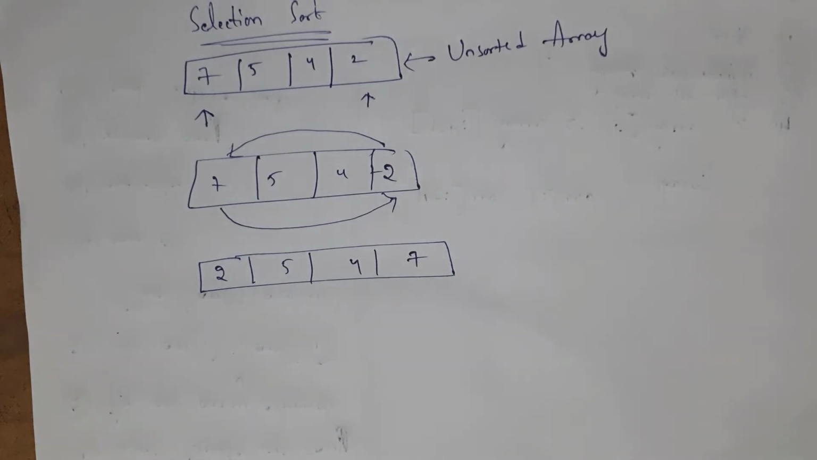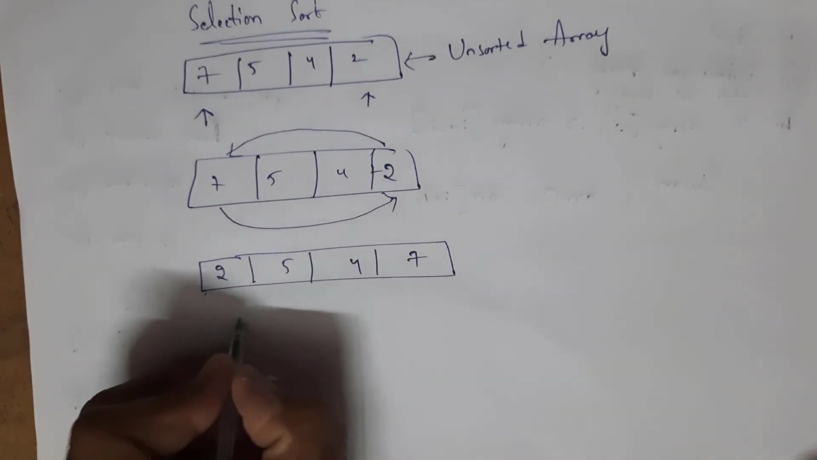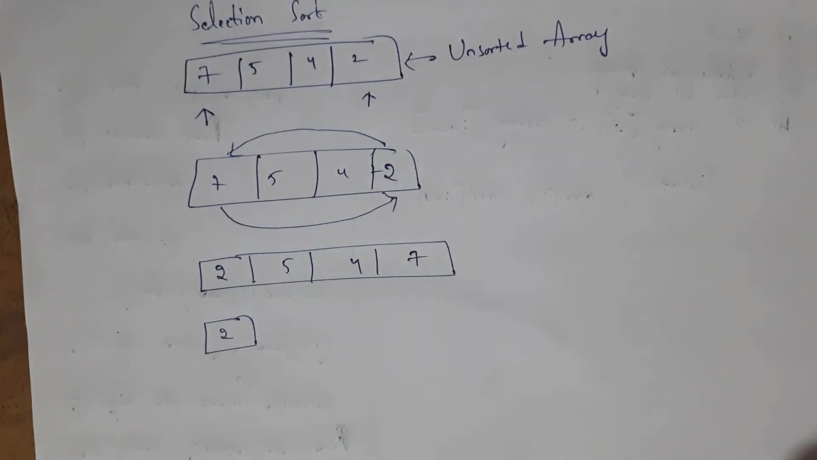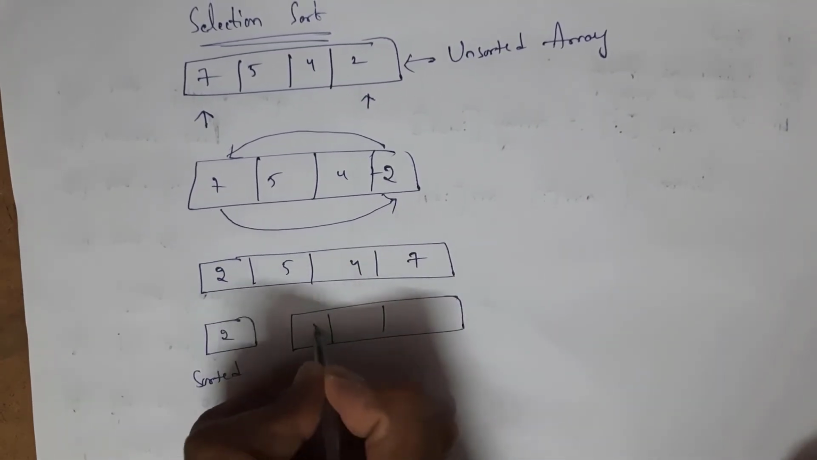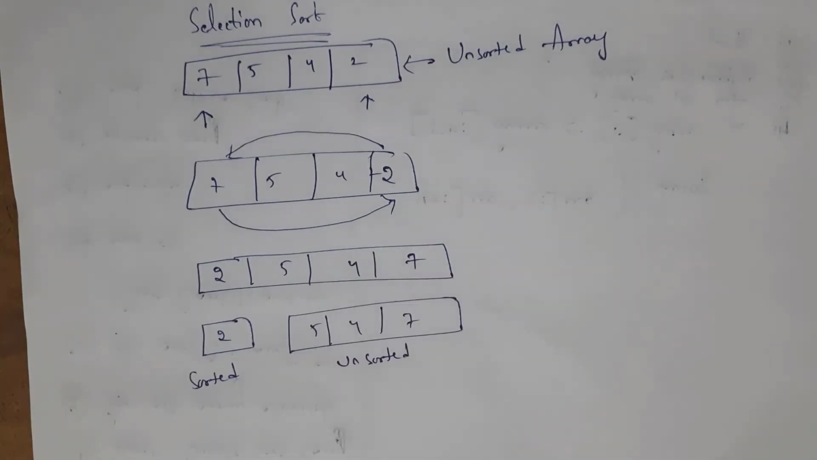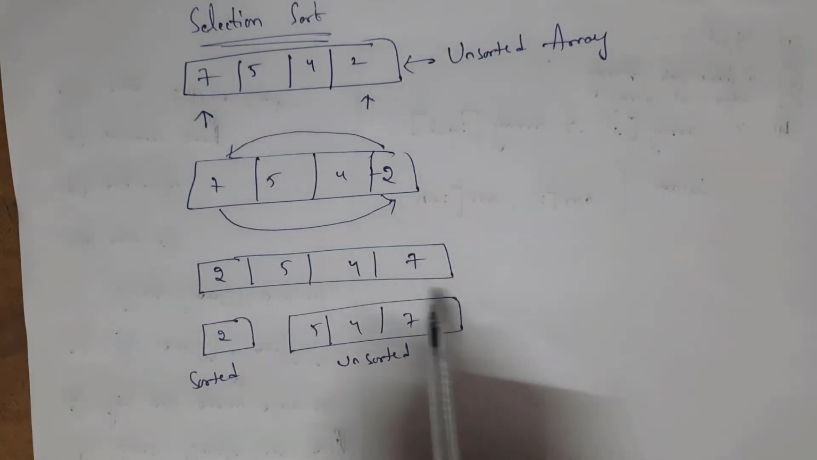Selection sort will find the minimum element in an array and place it at the beginning. After placing the minimum element at the beginning, it will consider it as the sorted array. So consider this 2 as the sorted array, and consider the remaining three, 5, 4, 7, as the unsorted array. Now again we need to find the minimum element from this unsorted array.